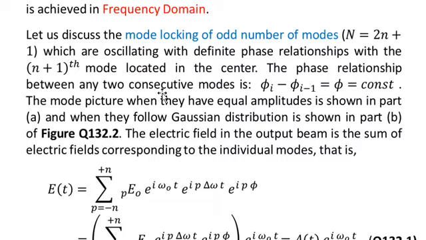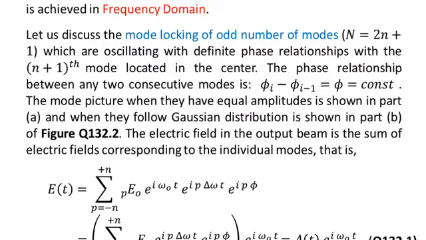The phase relationship between two consecutive modes is phi i, which is the phase of the ith mode, minus phi i minus 1, which is the phase of the i minus 1th mode. So the phase difference between these two consecutive modes is equal to a constant phi. And here i can stand for any of the 2n plus 1 modes. The mode picture when they have equal amplitudes is shown in part A, and when they follow a Gaussian distribution it is shown in part B of figure number 2.